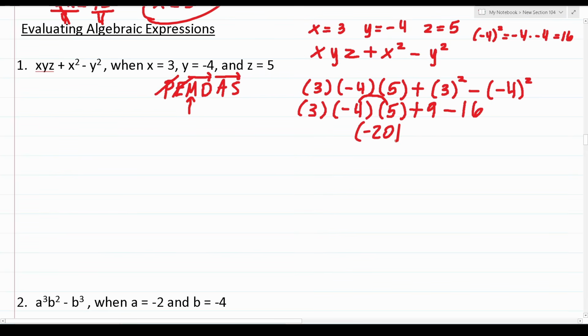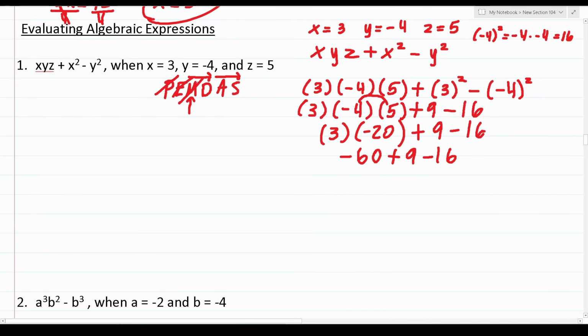-20. And my pen is starting to die here. Just bear with me. Times 3 plus 9 minus 16. Again, we still have this multiplication to work out. We just did -4 times 5 there. -20 times 3 is going to be -60. So this becomes -60 plus 9 minus 16.